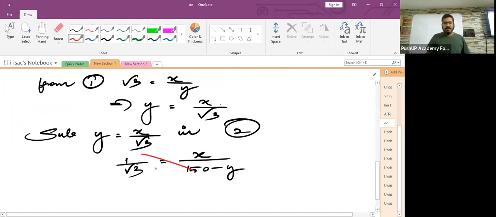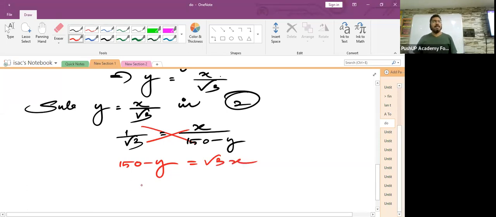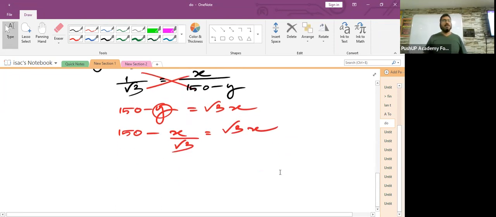First of all, I'll simplify this, children. I'll cross multiply both the sides. So 150 minus Y into 1 will be 150 minus Y, which is equal to root 3 into X. That will be root 3X. Into this, I will do the substitution. How much is the value of Y? Just now I said X upon root 3. Let me substitute it over here. So the equation will become 150 minus X upon root 3, which is equal to root 3X. Did you notice, children? We were able to create a linear equation in variable X because we had to find the value of X. Any doubt so far?